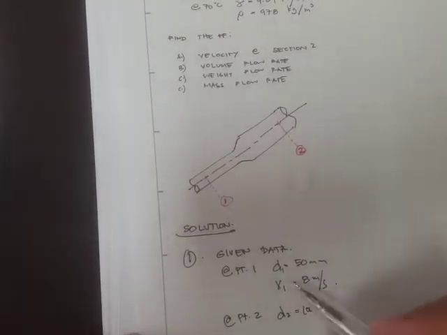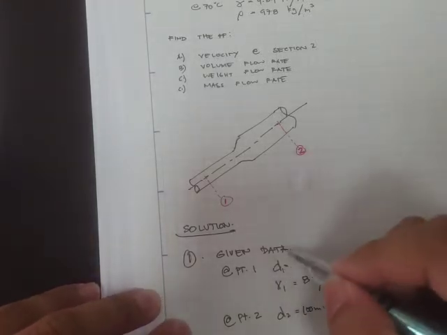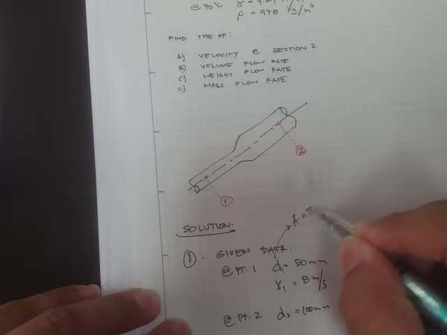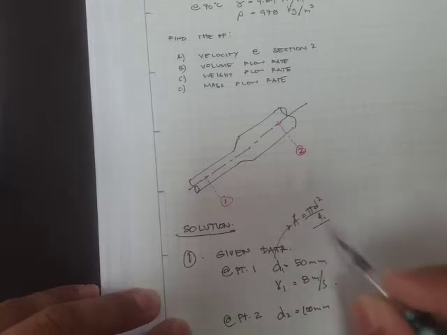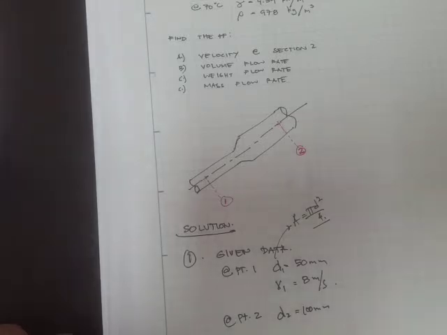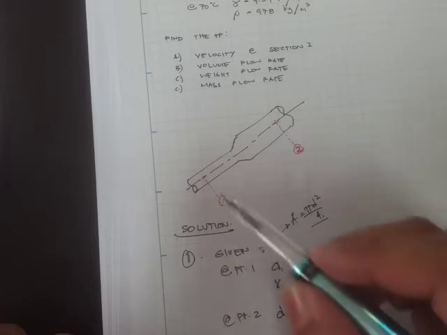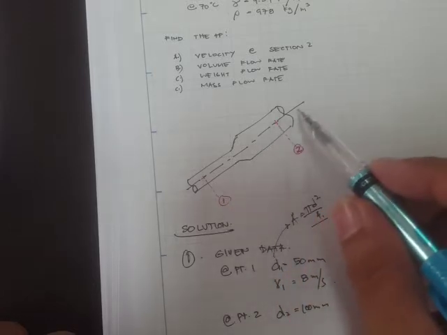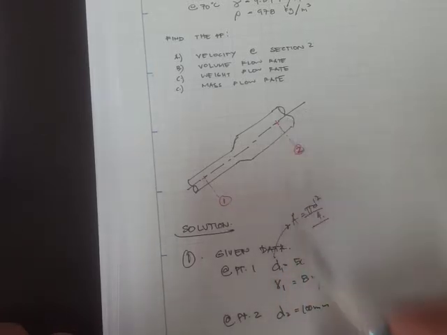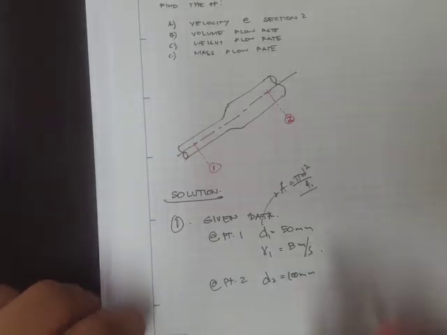Here we can see that the diameter is related to the area, from the equation A is equal to pi d squared over 4. If we have the area and the velocity, then we can solve for the flow rate. If we have the flow rate at point 1, then that's the same flow rate at point 2. And if we have the flow rate and the diameter at point 2, then we can solve for the velocity at point 2.